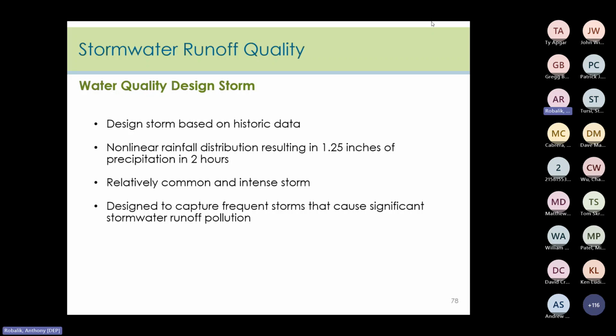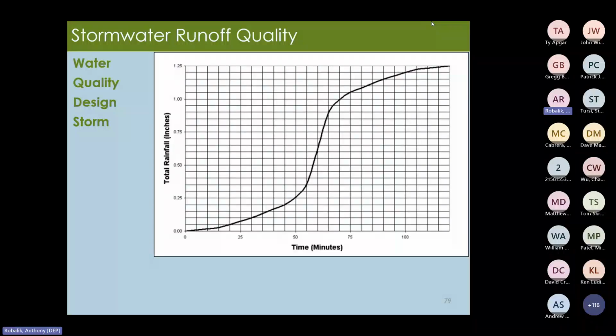In the previous modules, we talked about the water quality design storm, which is unique to New Jersey. It's the storm that introduces TSS into our collection systems and waterways. It's nonlinear in its distribution and is fairly intense, with 1 1/4 inches of rain falling over a 2-hour period. Here's a graph depicting the total rainfall from the water quality design storm versus time. You can find this graph in Chapter 5 of our BMP manual. You can also find this information tabulated in our stormwater management rules.